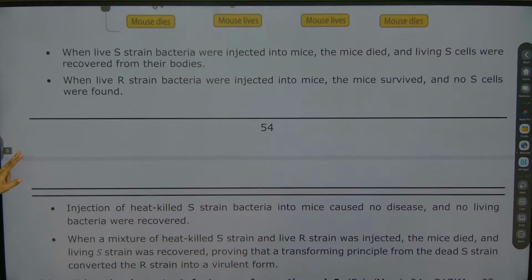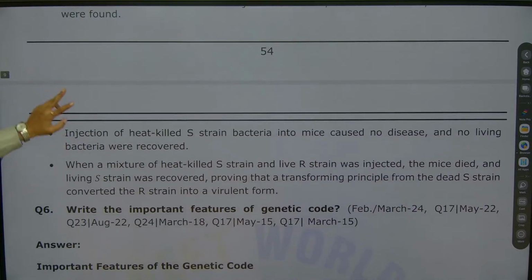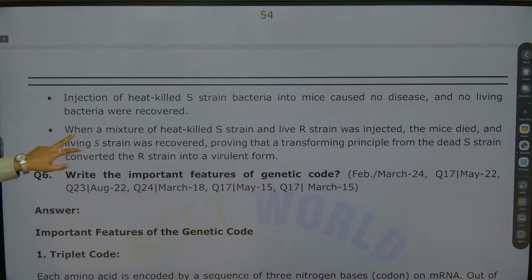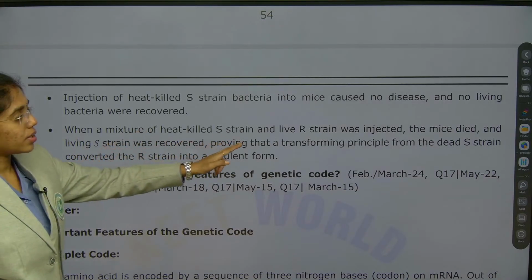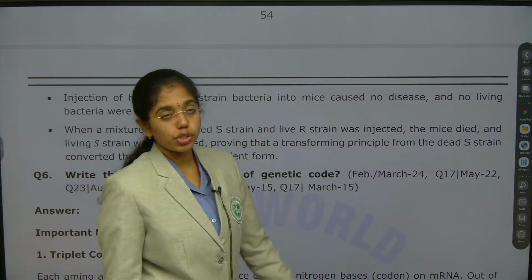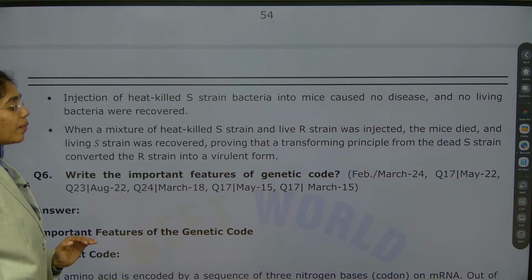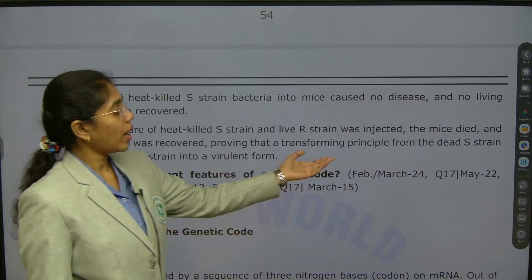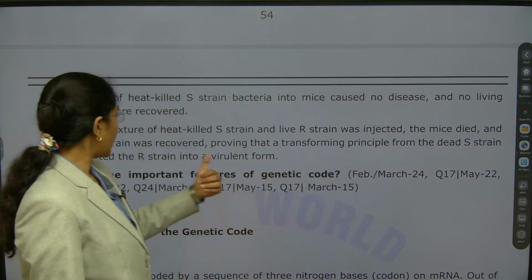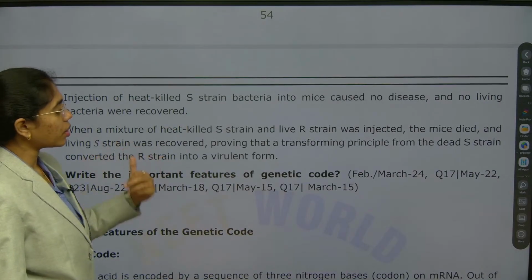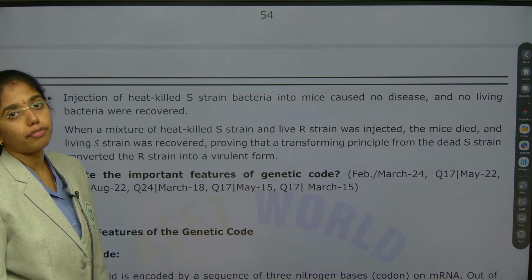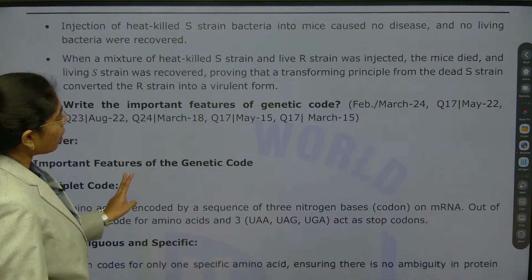So when live S strain is injected into the mice, the mice died, and this is how you have to elaborate the answer. In the last point of the answer, you have to prove that when a mixture of heat killed S strain and R strain was injected, the mice died and the living S strain was recovered, proving the transforming principle from the dead S strain, which converted the R strain into the virulent form. Clear? Any doubts anywhere?